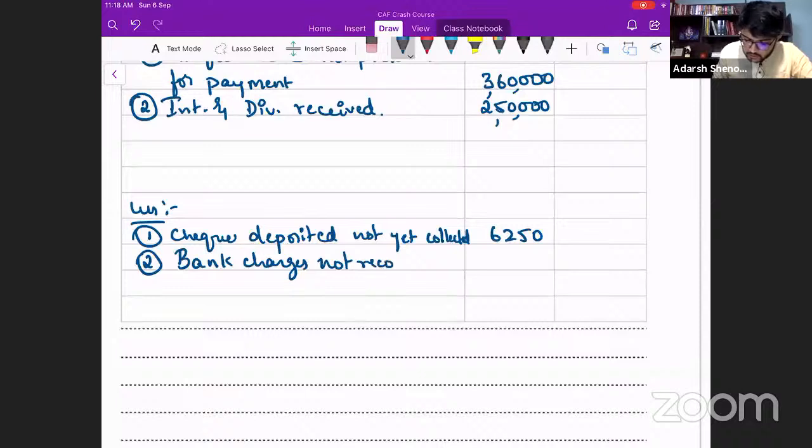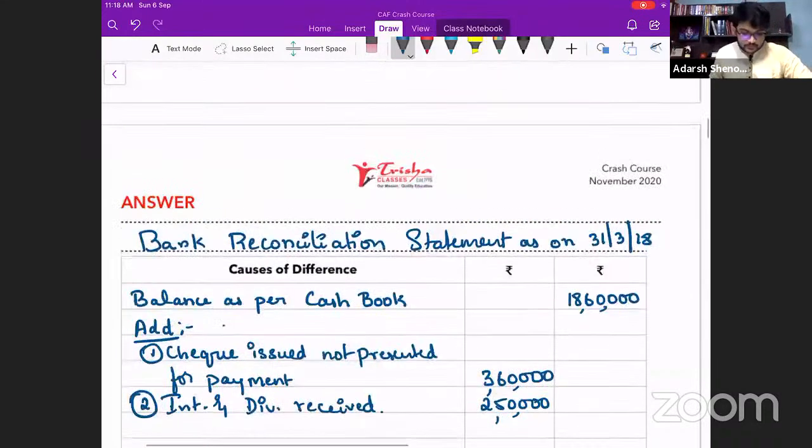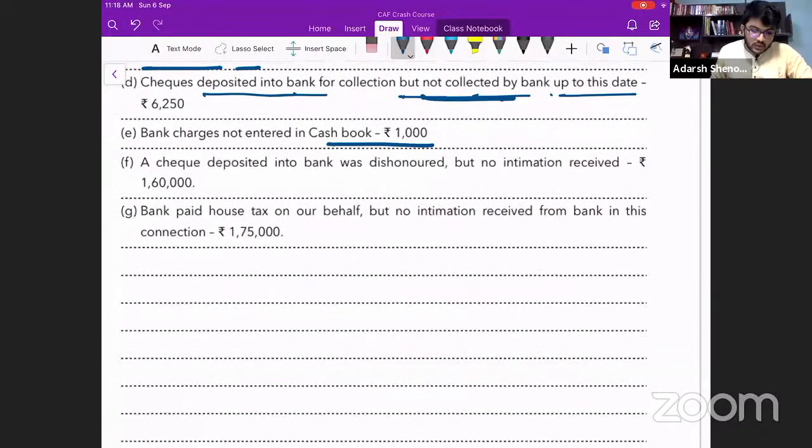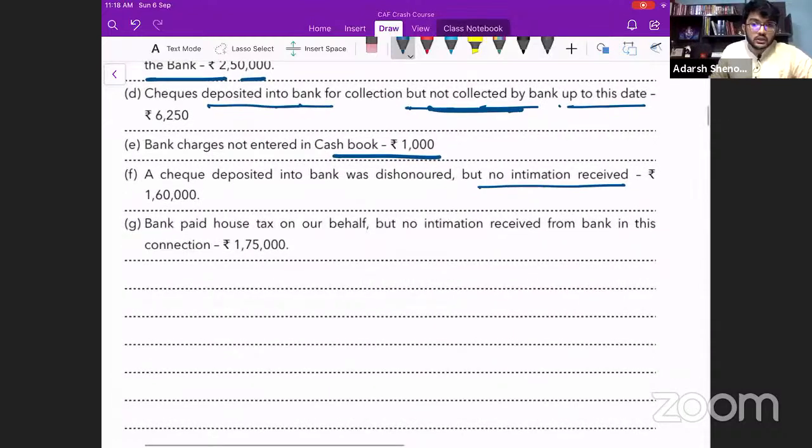What is the amount? 1,000 rupees. Can I go to the next one? A check deposited into bank was dishonored, but no intimation was received.